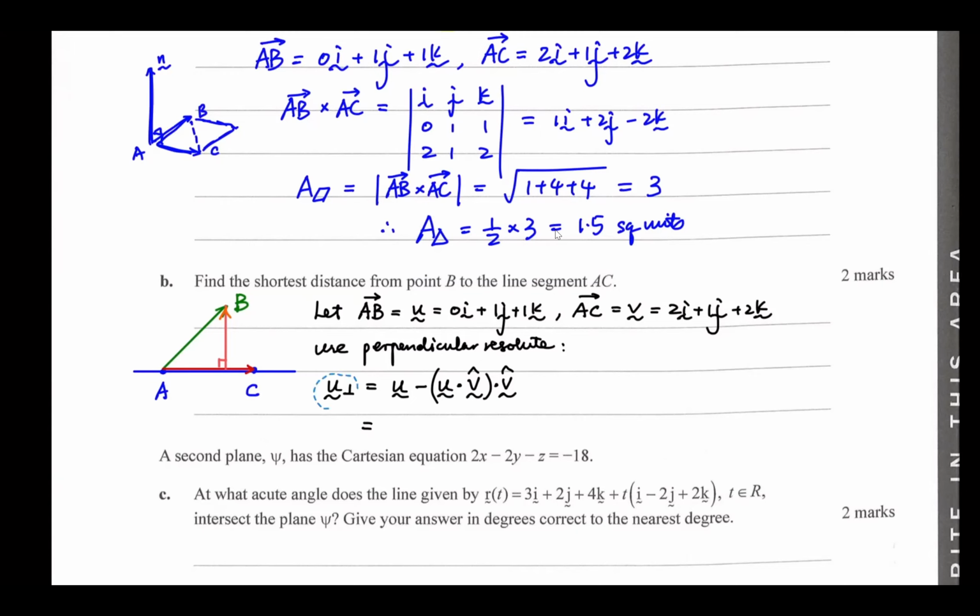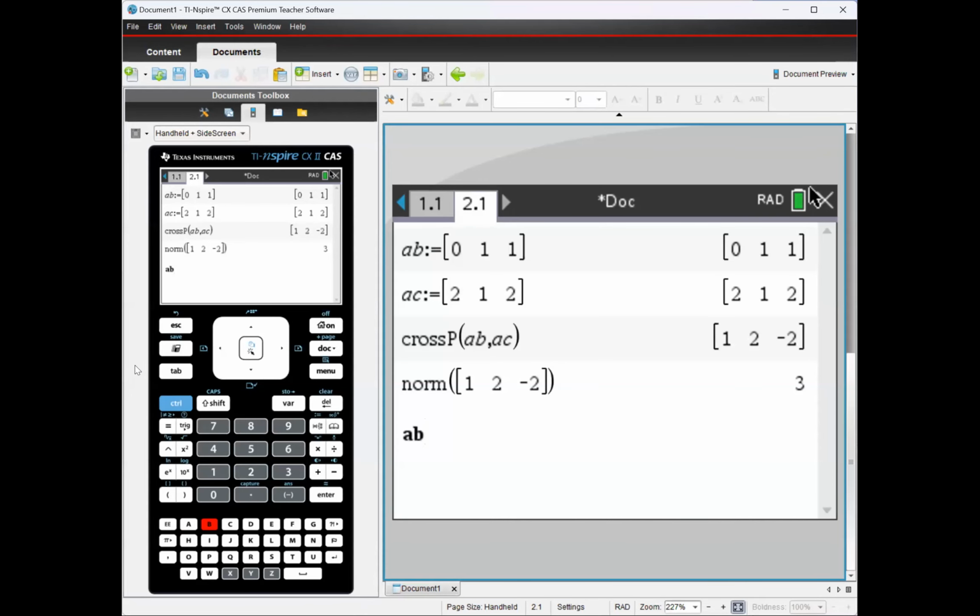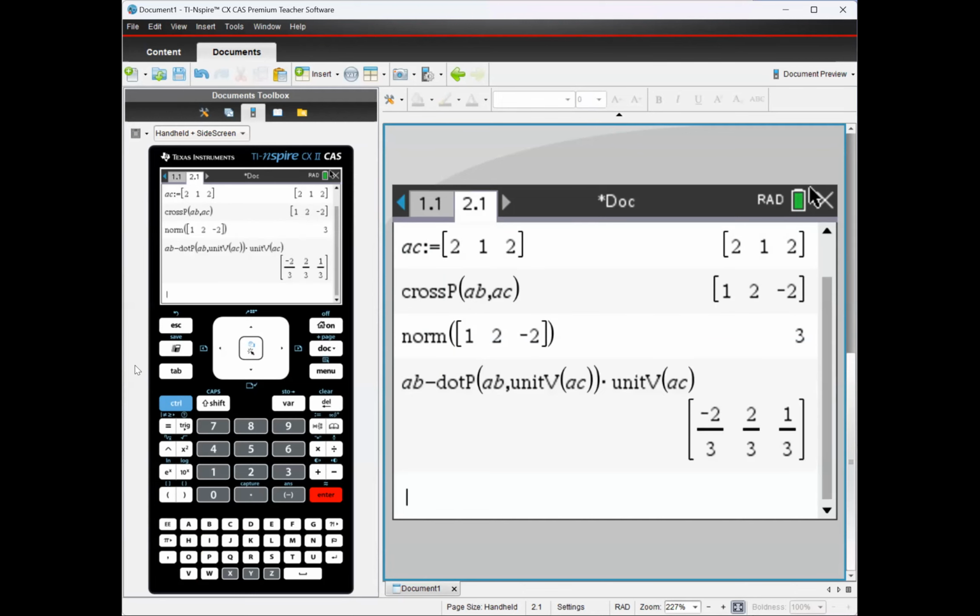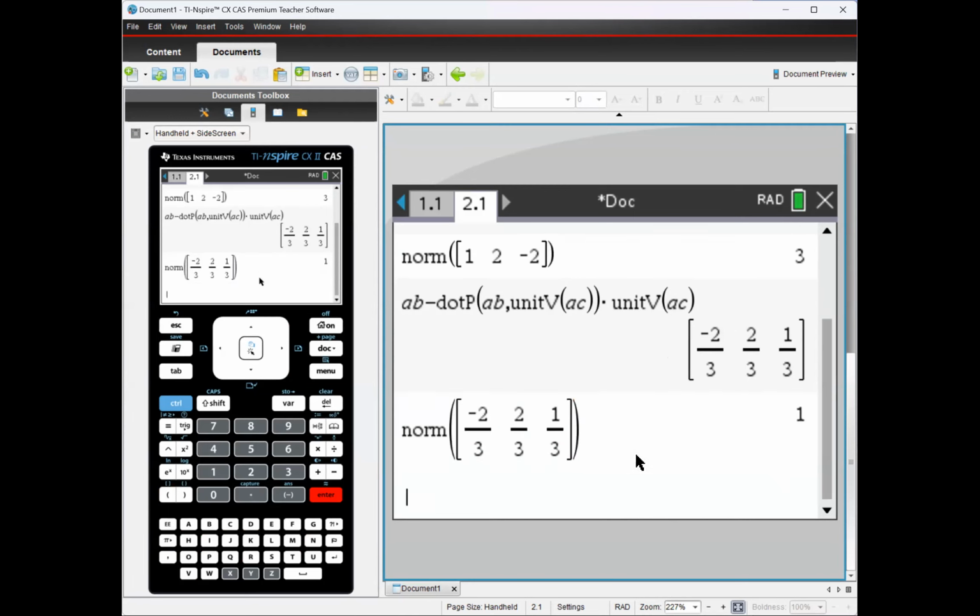Let me just highlight this with my orange color. So that is the thing we want to find. The vector quantity, then its magnitude, okay? So what I can do is AB minus dotP of AB and unit v AC, times unit v AC. So basically I can get minus 2 over 3, 2 over 3, and 1 over 3. And then I take the norm. So the shortest distance is basically 1. Okay, so let's get back and write down this working and answer.